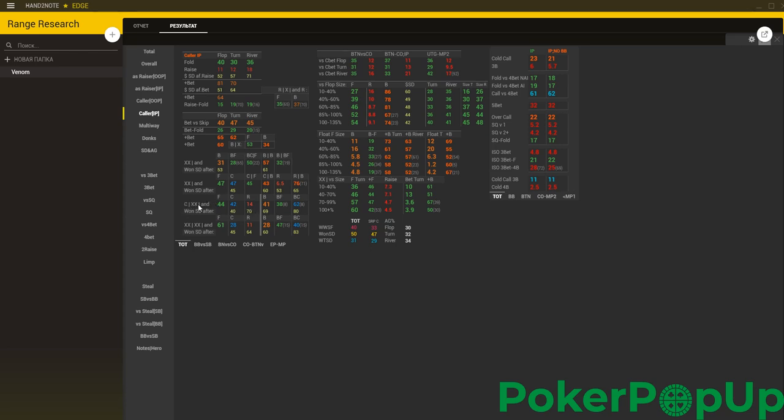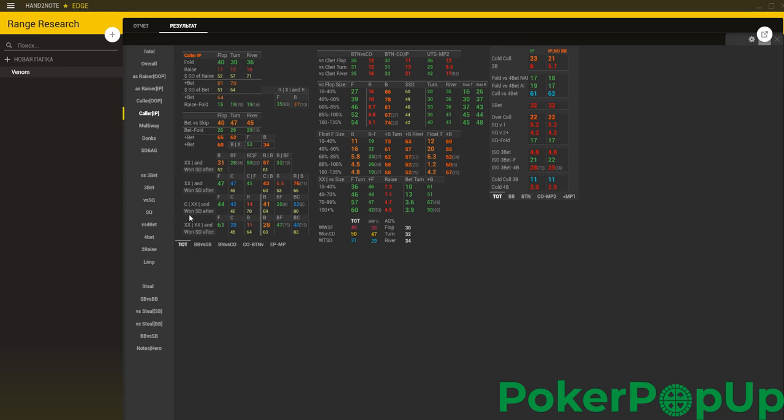The next line is call flop, check back on the turn, and the river play. Fold, call, raise, or when he bets himself, bet, bet fold, and bet call. The last scenario is checking all the way to the river, and then the same river play, fold, call, raise, bet, bet fold, and bet call.